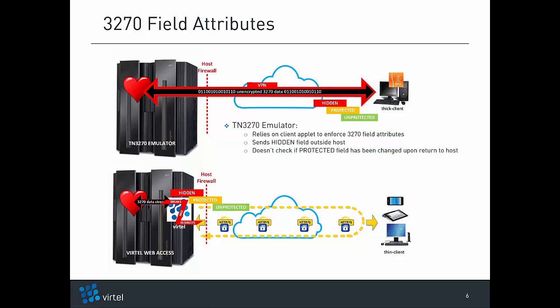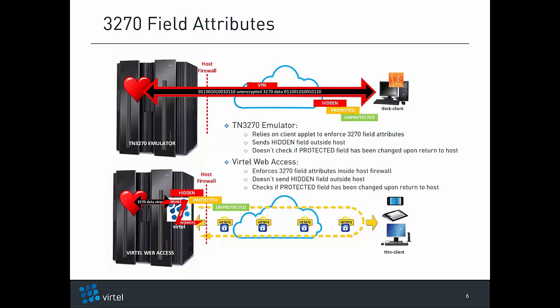TN3270 emulators rely on their distributed client applets to enforce those attributes. They send hidden fields outside the host firewall all the way to the clients, and they don't check, upon return to the host, if protected fields have been changed. This is a security gap. It is known to hackers. It has been used to compromise host data.